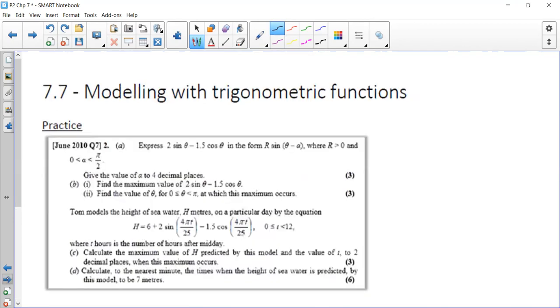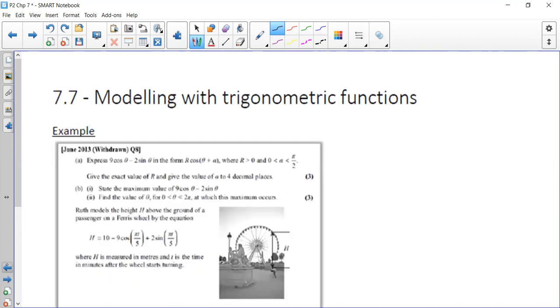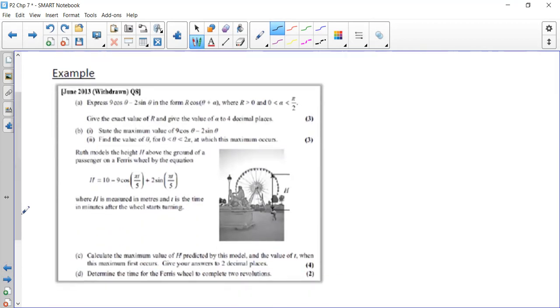Next one. And this is an exam question. We'll go through it together. Express 9 cos theta minus 2 sin theta, it's a minus, I believe, yep, in the form of r cos(theta plus alpha), where r is greater than 0 and alpha is between 0 and pi over 2. Give the exact value of r and give the value of alpha to 4 decimal places. You must give it to 4 decimal places.